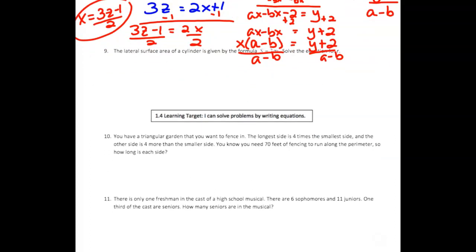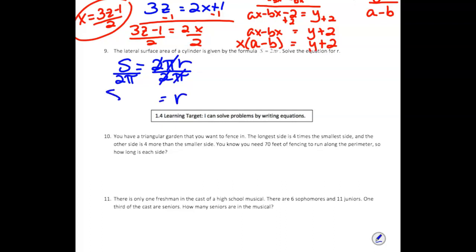For question 9, I'll clean this up a little bit here. It says the lateral surface area of a cylinder is given by the formula s equals 2 pi r, and it's asking us to solve for r. So s equals 2 pi r. We basically are looking to get r by itself. That means we have to divide out a 2, and we also have to divide out the pi, and we can do that all as one piece. So now the 2's drop out, the pi's drop out on the right side, and all we have is our r. So we'd have s divided by 2 pi equaling r.